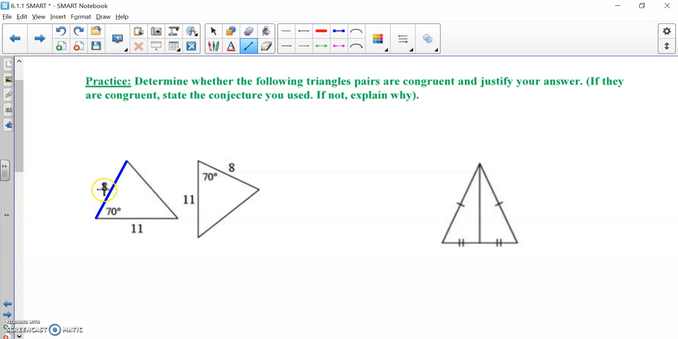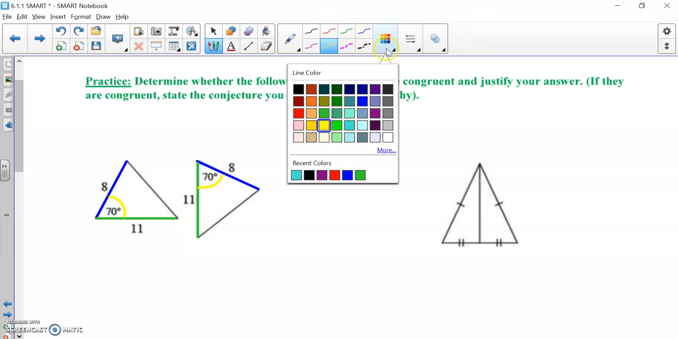So I see that there's a side that's 8 here, and there's one here as well, so that's a match. I see an 11 here, and I see an 11 here, so that's a match. And lastly, I also notice that there's a matching angle here of 70 degrees. So the first thing I want to check is if these things are in the same order. Like on this triangle, it did go like the 8 side, then the 70-degree angle, then the green side. Here, it did the same thing. The blue, the yellow, the green. So because they were consistent, that means that there is some hope for it to be congruent.